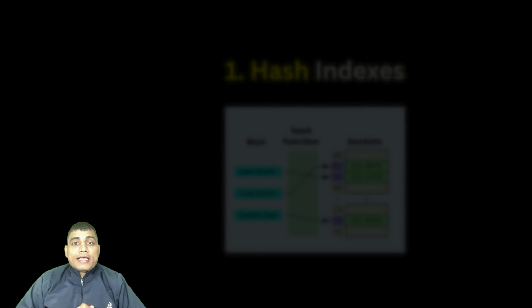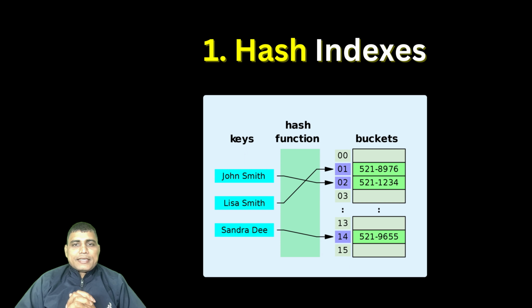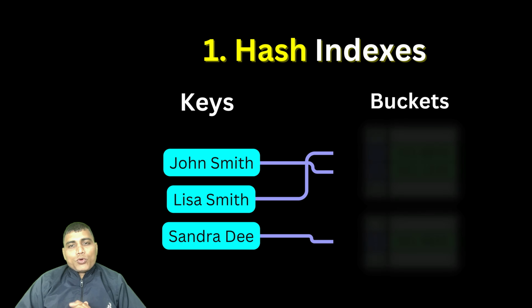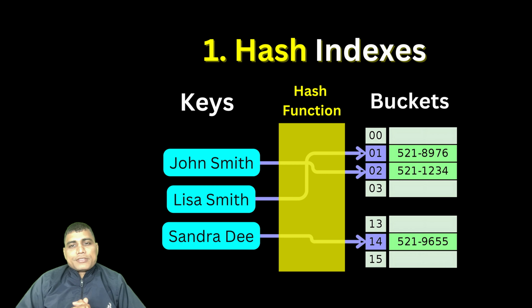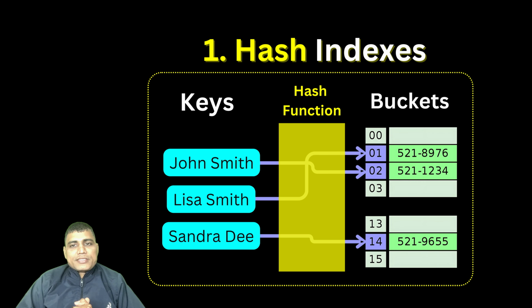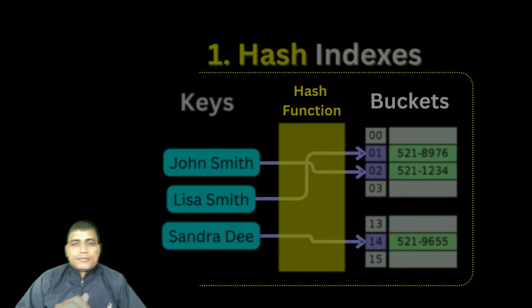Number one, hash indexes. These are used for quick lookups by mapping keys to their corresponding values using hash functions. Imagine them as the ultimate cheat sheet, finding data in milliseconds. Perfect for scenarios where exact matches are critical, like searching for a user by their ID.